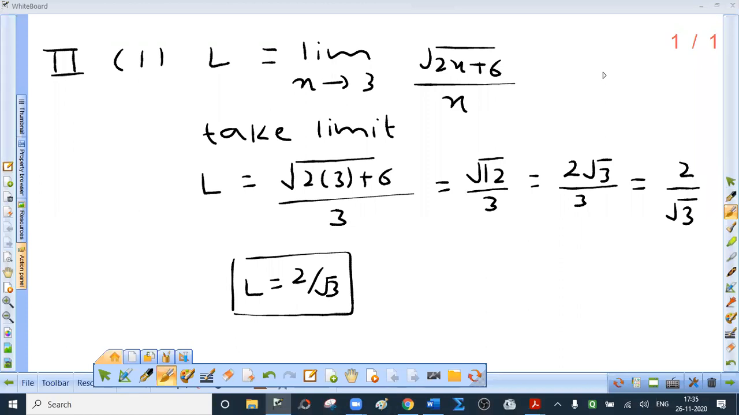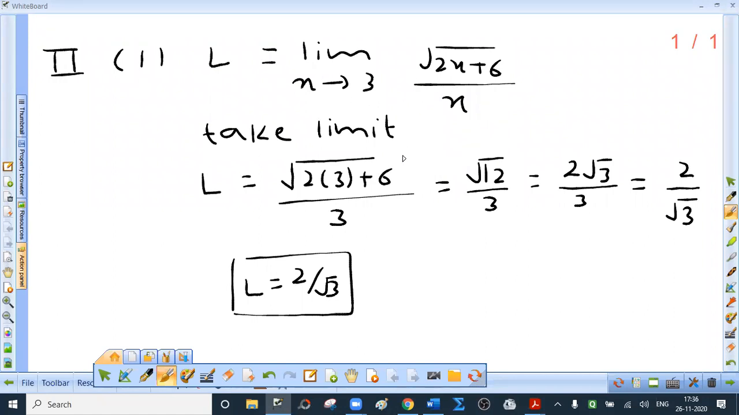Now exercise 7.1, second part, first sum: limit x tends to 3 of root of 2x plus 6 upon x. Now here we can take the limit in the very first step. Why is this so? See, you should first think of the denominator. If the denominator is not equal to 0 on taking the limit, we can take the limit in that step only. So to take the limit means to replace every x by its limiting value.